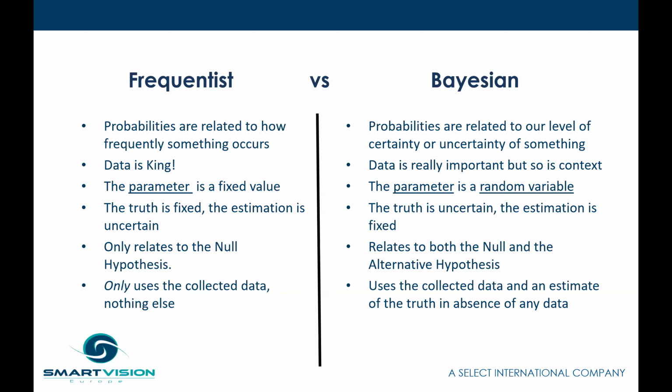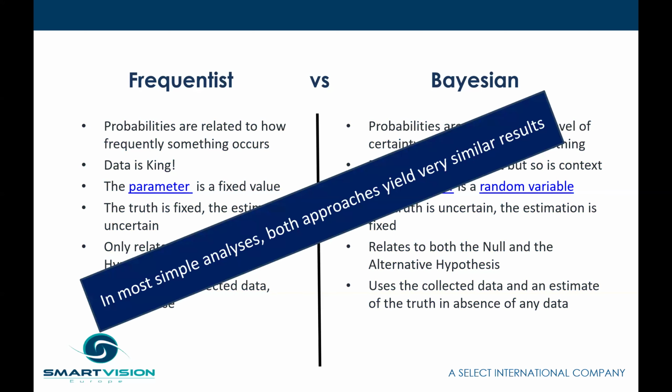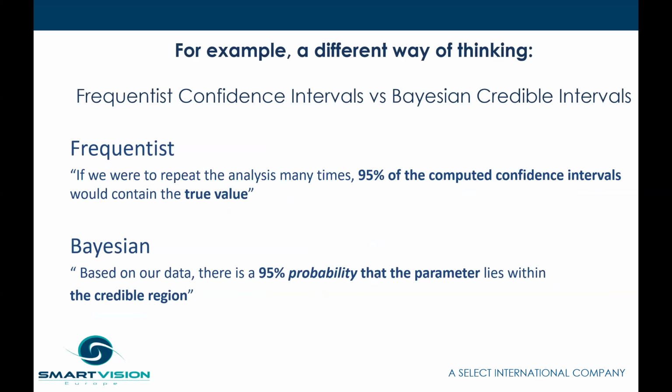So if we were to take that to its logical conclusion, and we should bear in mind that both analyses will actually lead to very similar results in the vast majority of cases, so you're unlikely to get a completely different result. If we take that to its logical conclusion and look at an example of how this manifests itself, a classic issue would be confidence intervals. In the frequentist tradition, people pretty much always misinterpret confidence intervals.